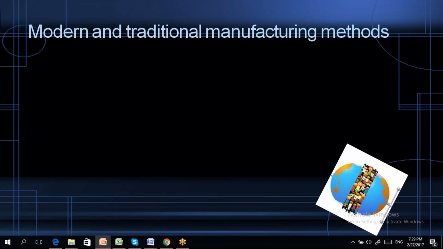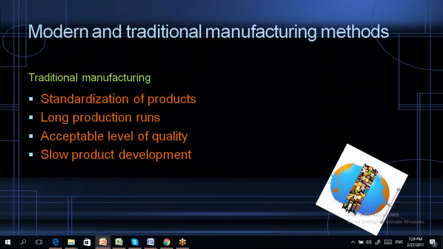If you look at the modern and traditional manufacturing methods, in the traditional methods we had standard products and long production runs. We produced the same product for long periods of time, right? Quality is something which is acceptable. If you can meet that quality, that's enough. Don't try to improve anything. Don't try to overdo things. Very slow product development, because you are not going for innovations or any new thing. So nothing new in product development. This was the story, I think, up to the 1970s and 80s in the world.